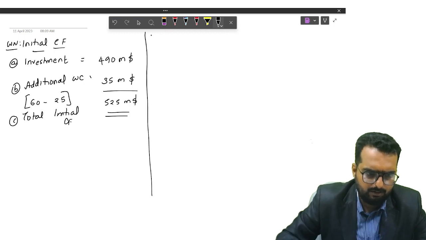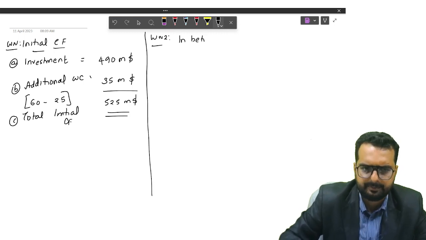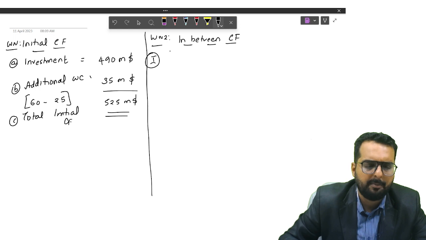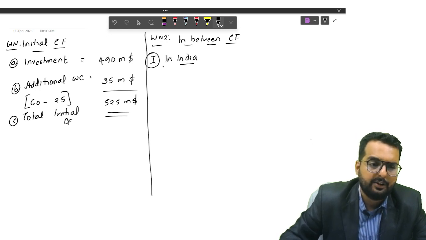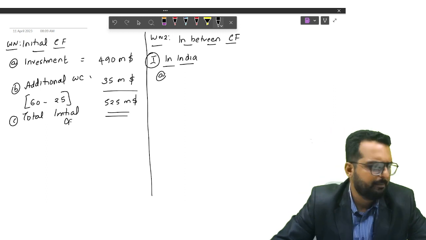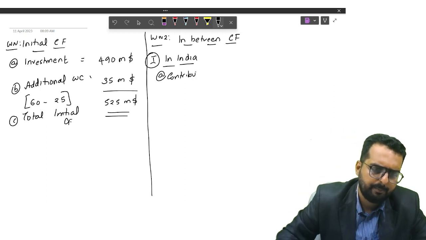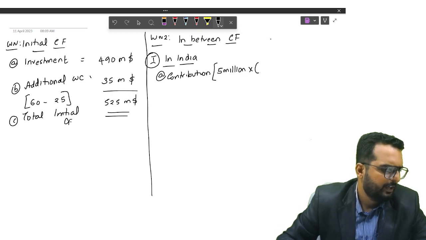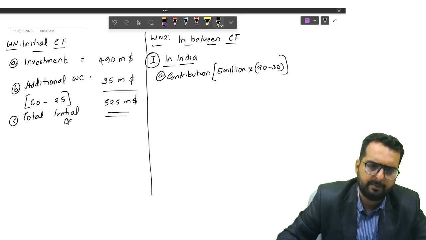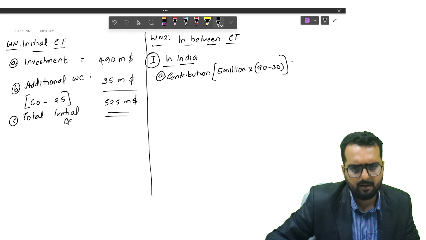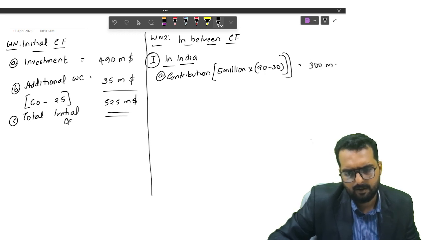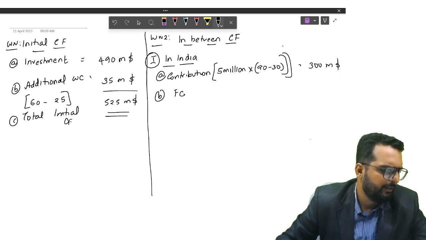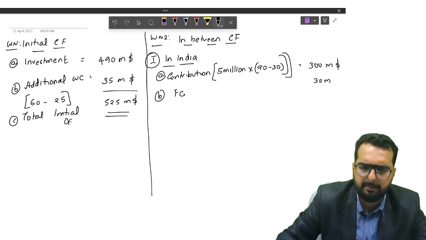Okay. Now I'll write down working note number 2. In between cash flow, I'll write down Roman number 1 in India, because in US we are going to make a loss of 1.5 million. Correct. So first I'll write down contribution. So everyone tell me how will I work out the contribution? 5 million units into what? $90 minus $30. That is $300 million will be your contribution. Minus how much is the fixed cost that we have already frozen over here? I think it is $30 million.